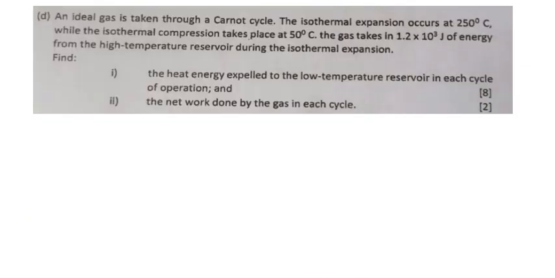So we come to the second question. An ideal gas is taken through a Carnot cycle. The isothermal expansion occurs at 250 degrees Celsius, while the isothermal compression takes place at 50 degrees Celsius. The gas takes in 1.2 times 10 to the power 3 joules of energy from the high temperature reservoir during the isothermal expansion. A, find the heat energy expelled to the low temperature reservoir in each cycle of operation. And B, find the net work done by the gas in each cycle.